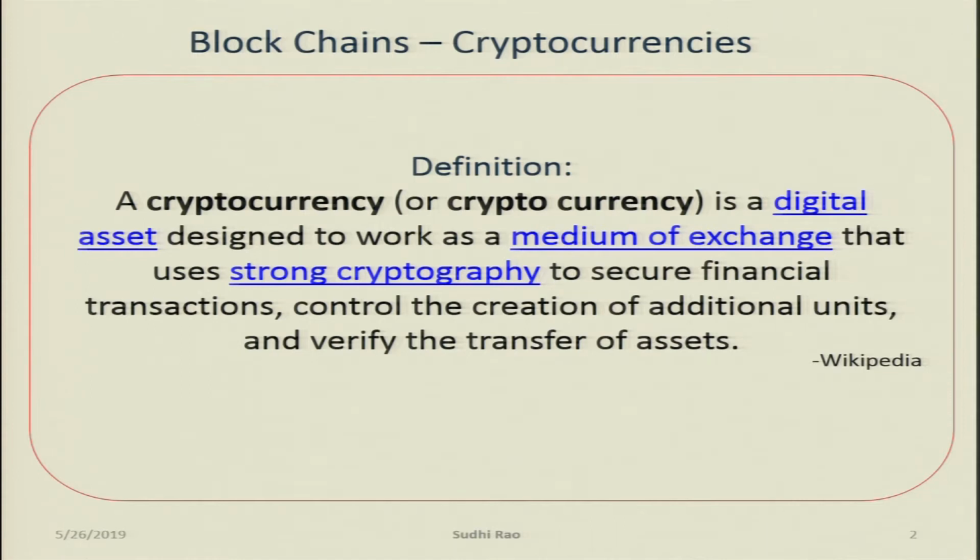It uses strong cryptography. Again, blockchain itself uses cryptography, and cryptocurrency depends on that. Cryptocurrency essentially exists as a cryptographic string, a cryptographic file, to secure financial transactions. Remember, we are talking about money, so money needs securing. Money works in financial transactions, and cryptocurrencies control the creation of additional units.